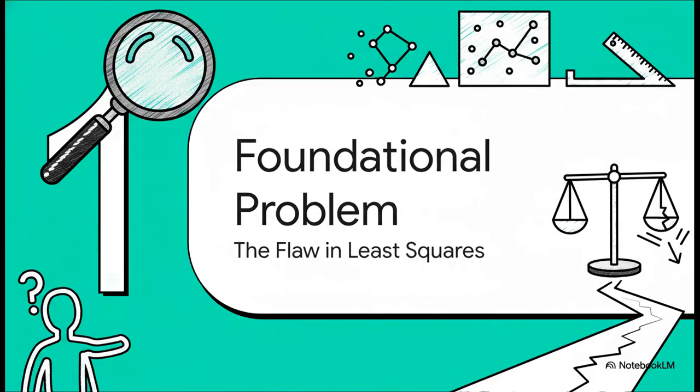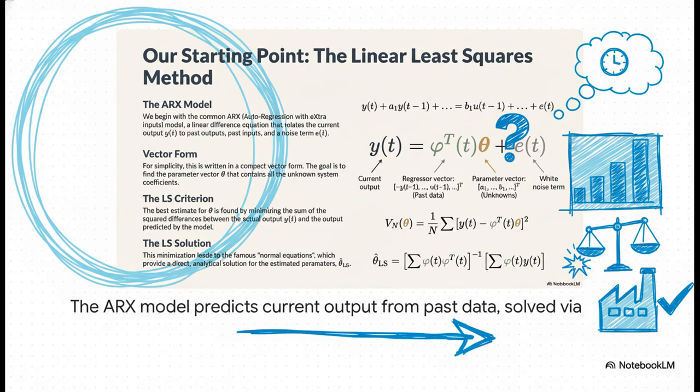Okay, so first things first, we have to understand the scene of the crime. We're going to take a look at a tool that many of us know and probably trust, the standard least squares method. And we're going to discover a hidden weakness, a flaw that can lead us completely, totally astray. We're going to start with a familiar friend, the linear least squares method. Here, we're applying it to what's called an ARX model.